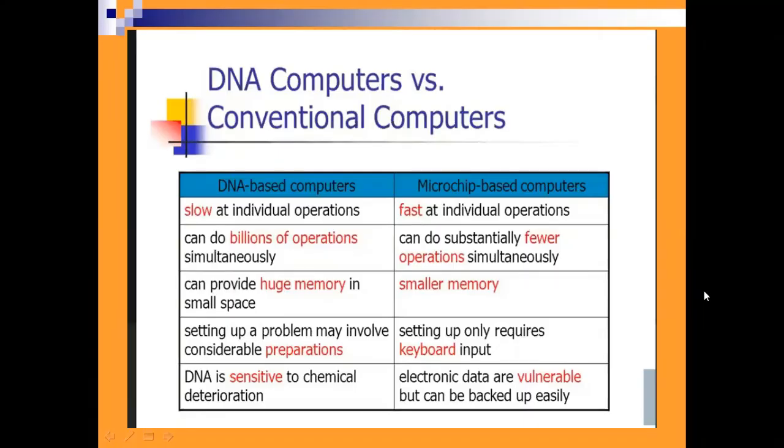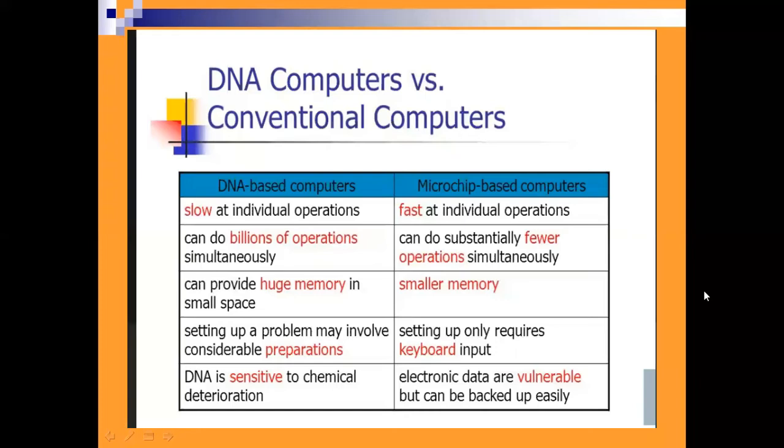So the difference between DNA computers and conventional computers. Here the first column is the DNA based computer, the second column is the microchip based computer, that is our conventional computer. The DNA computer is slow at individual operations. Individually, when a single operation is going on, it is comparatively slow. But the microchip based computer is very fast at individual operations.